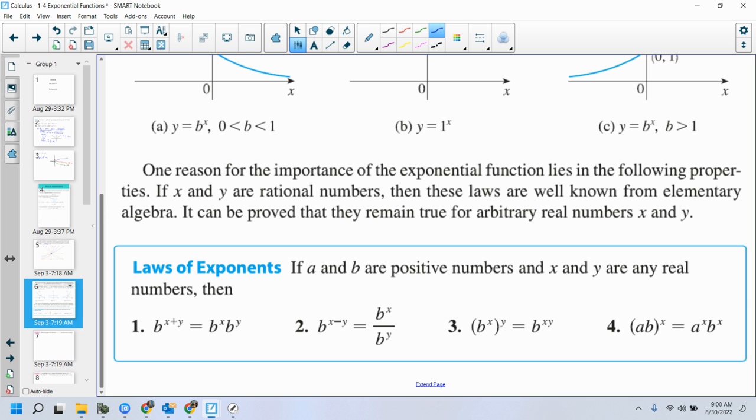If a and b are positive numbers and x and y are any real numbers, then b to the x plus y is b to the x times b to the y. b to the x minus y is b to the x over b to the y. b to the x to the y is b to the xy. And then a times b to the x is a to the x, b to the x. Again, we've been learning these properties for a long, long time.